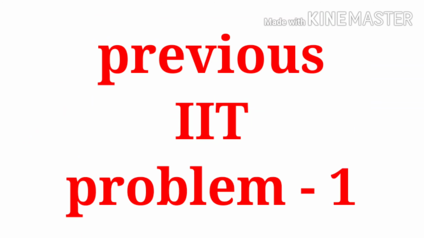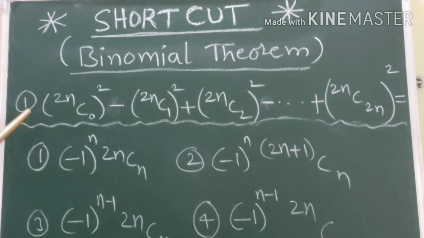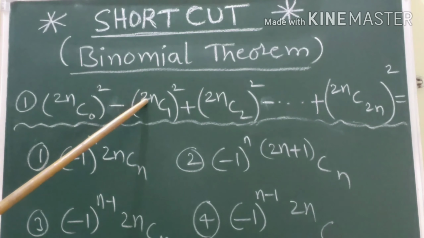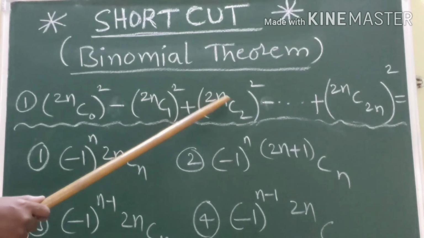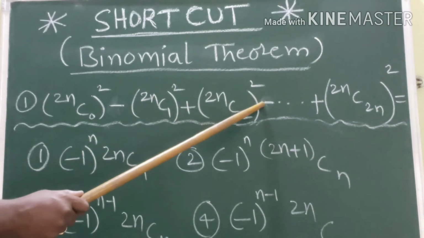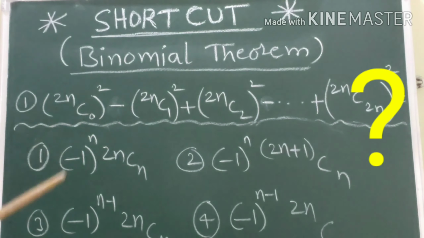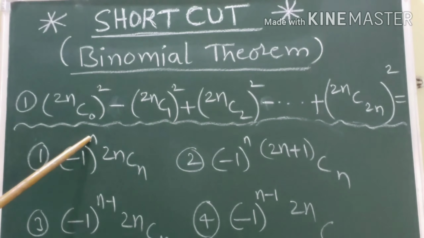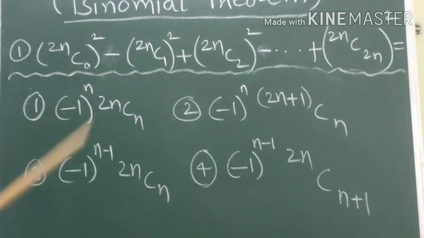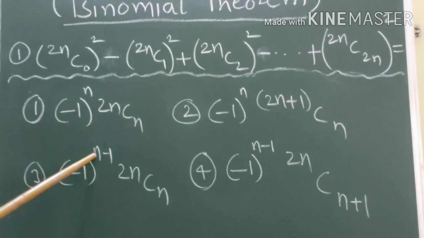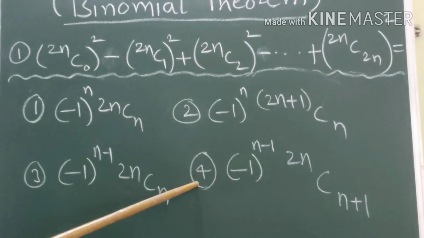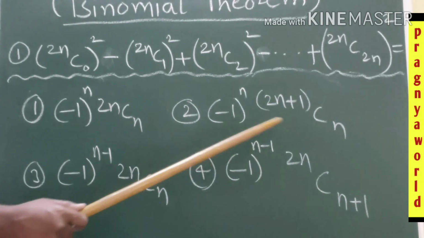Here is a given problem, and this is a previous IIT problem. Now let us see 2n c0 whole square minus 2n c1 whole square plus 2n c2 whole square minus and so on up to plus 2n c2n whole square is equal to. Here the given options are: first one, minus 1 power n 2n cn; second option, minus 1 power n 2n plus 1 cn; third option, minus 1 power n minus 1 2n cn; fourth option, minus 1 power n minus 1 2n cn plus 1.